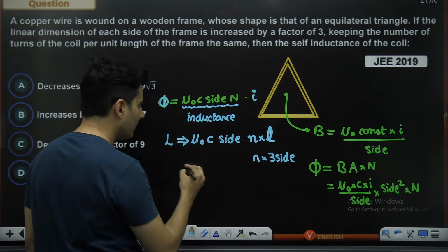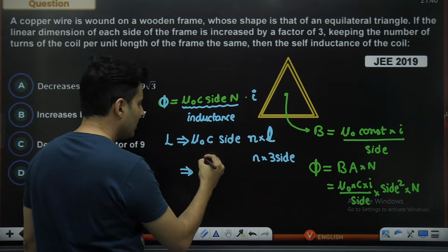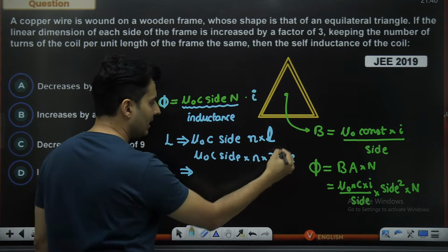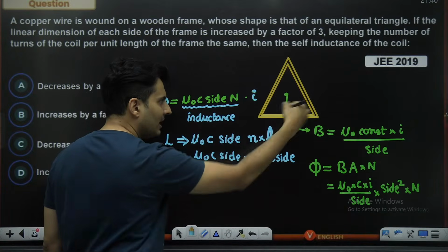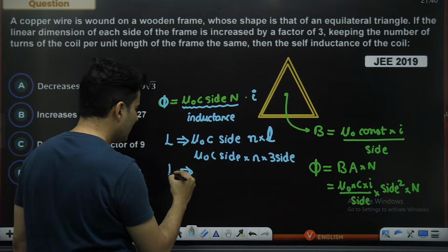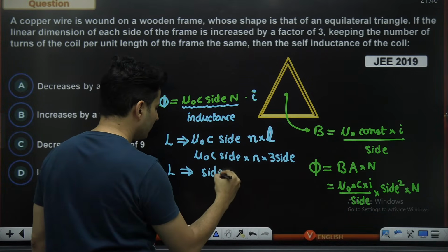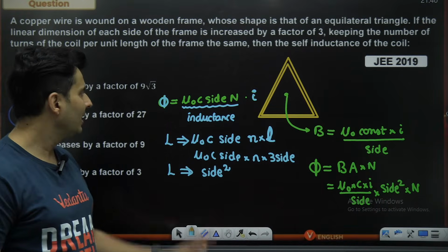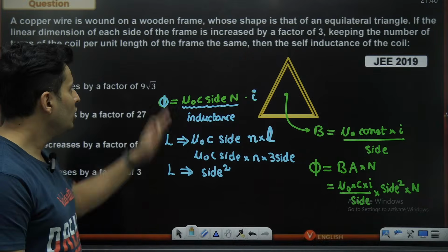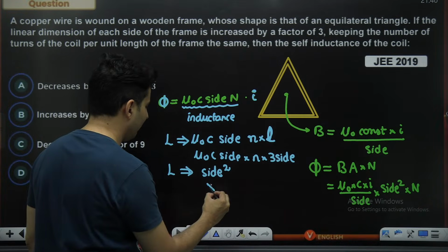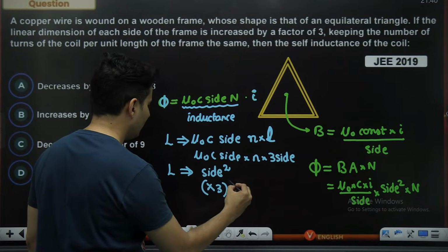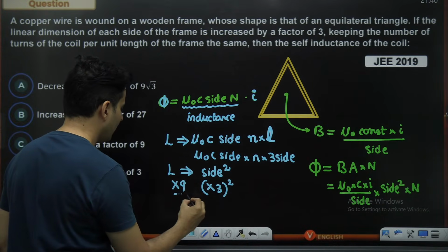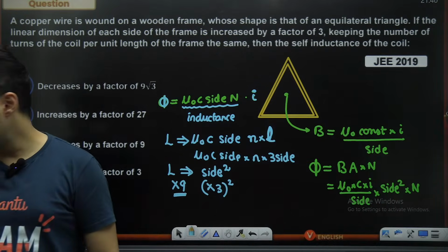Is that absolutely clear? So therefore, can you see mu naught is there, C is there, side is there, and this n into L, that L becomes 3 times the side length. So indirectly, L is dependent on the square of that particular side. So if you change this side by a factor of 3, what will happen? 3 square is nothing but 9. So this will increase by a factor of 9. Is that absolutely clear now?